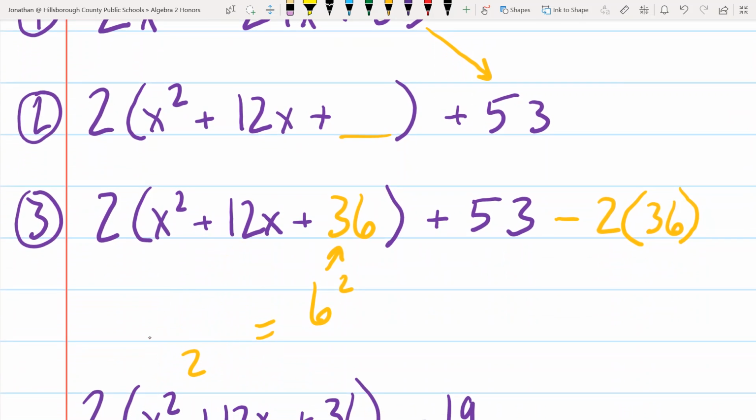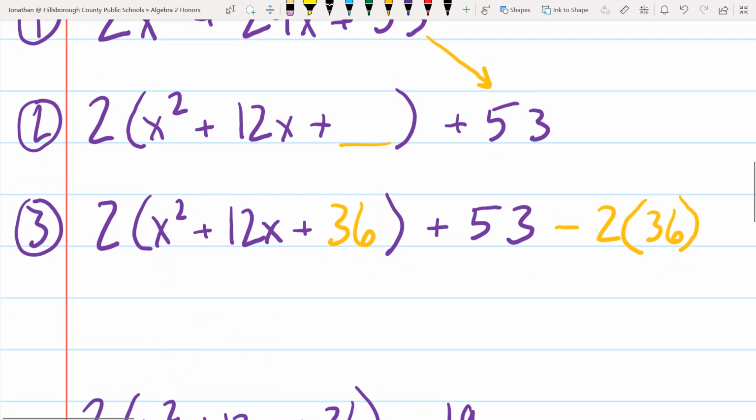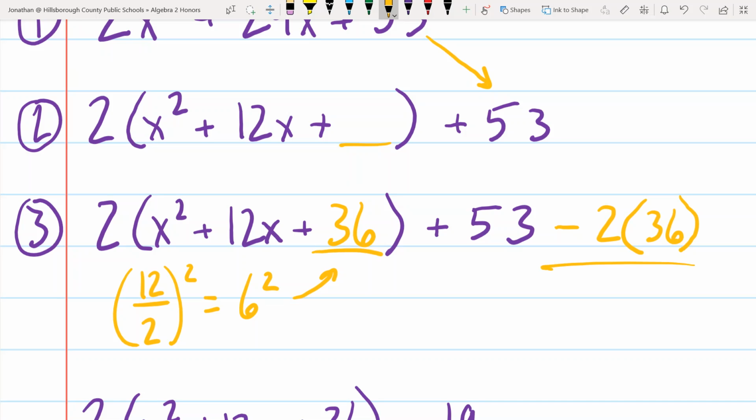Okay, that's a little messy. Let me rewrite that. We have b over 2 squared. So we have 12 over 2 squared, which is 6 squared, which gets us our 36. And again, whatever we add into the inside of the parentheses, we must also take away times the GCF, because we're not just adding in 36, it's 2 times 36. We take that away here.